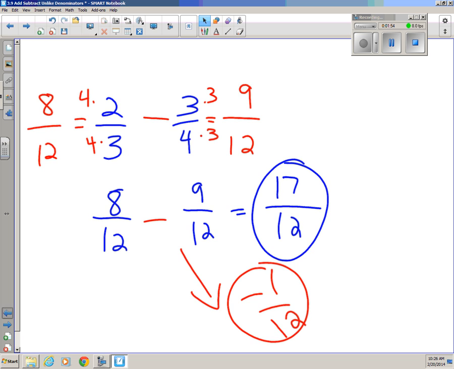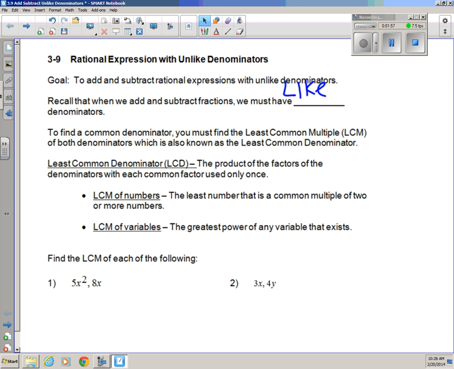Let's go back to this first page for a second. All right, so to find a common denominator, you must find the least common multiple of both denominators, which is also known as the LCD. The least common denominator is the product of the factors of the denominator with each common factor used only once. It sounds kind of weird, but for numbers, you're looking for the least common multiple of the two or more numbers. In other words, your number has to be as big as the biggest or bigger. Okay? Least common multiple of variables: you're looking for the greatest power of any variable that exists.